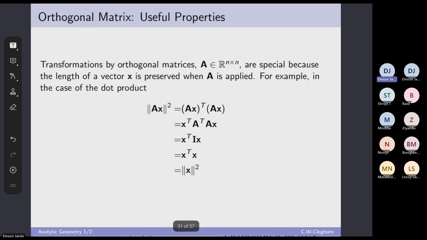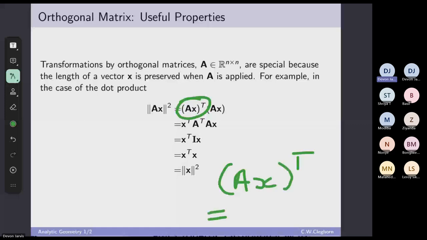Okay, so transformations by orthogonal matrices are special because the length of a vector is preserved when A is applied. For example, in the case of the dot products, here we have the norm squared. What this corresponds to is AX transposed times AX. We know from our identity that AX transposed is equal to X transposed A transposed. So that's how you get the second line over here.